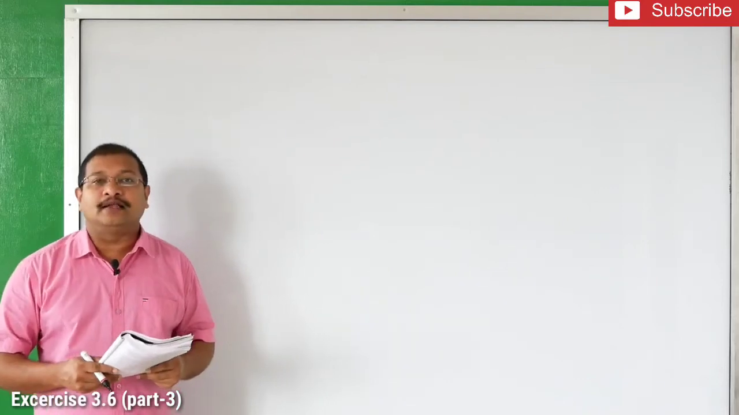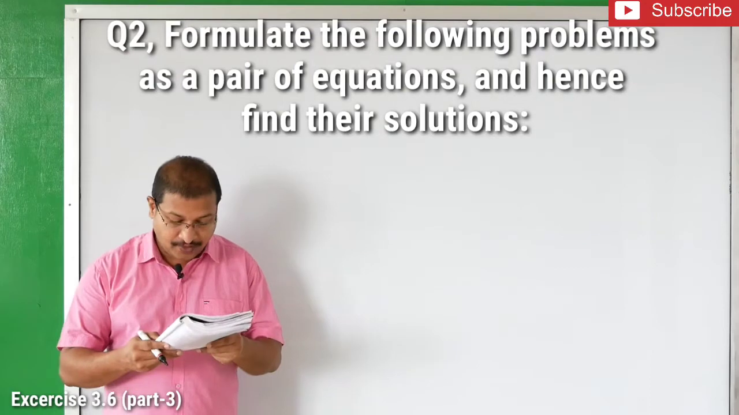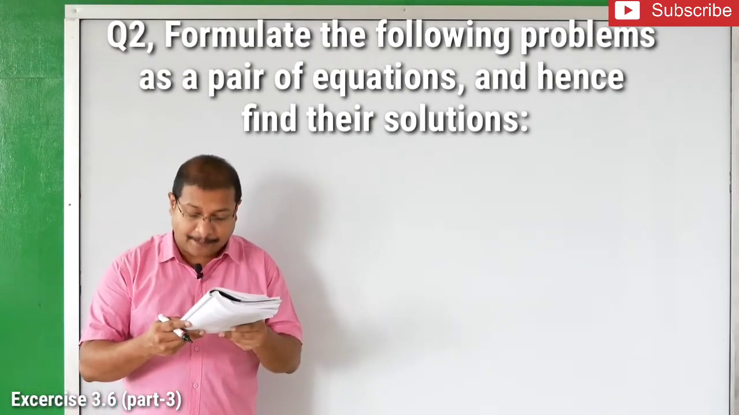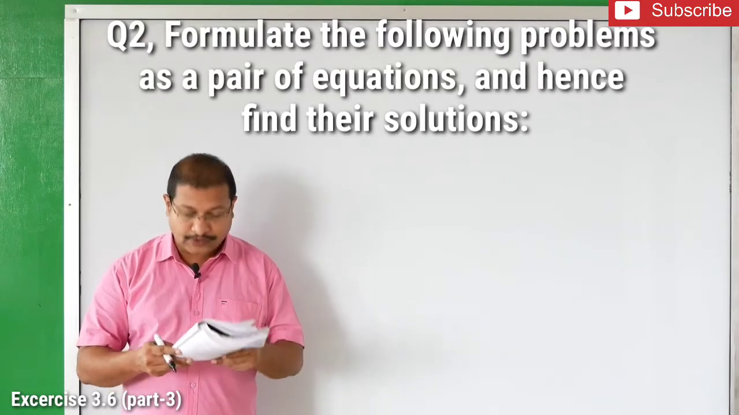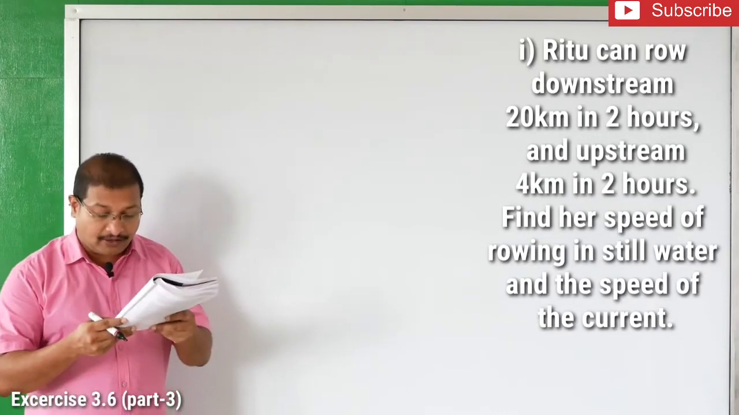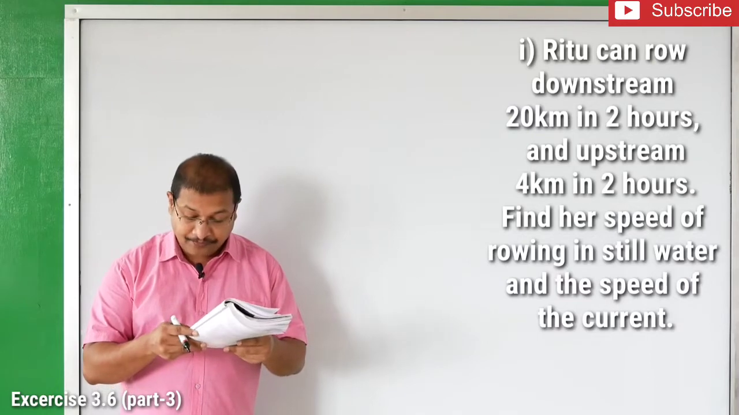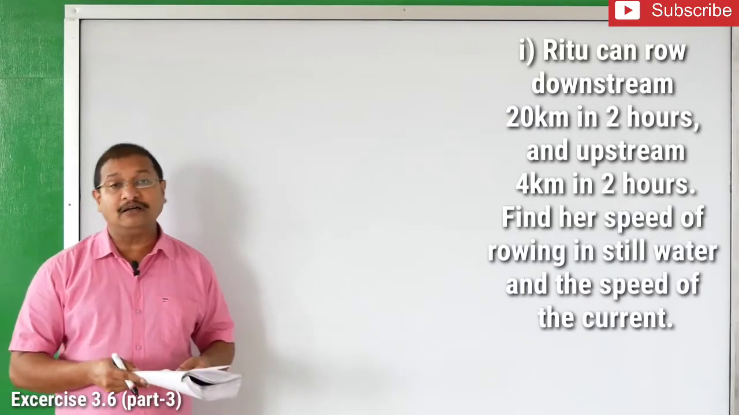Hi students, let's see exercise 3.6 question number 2. I'll read the question once. Formulate the following problems as a pair of equations and hence find their solutions. First question. Ritu can row downstream 20 km in 2 hours and upstream 4 km in 2 hours. Find her speed of rowing in still water and the speed of the current.